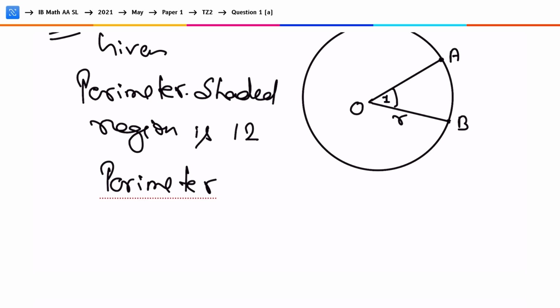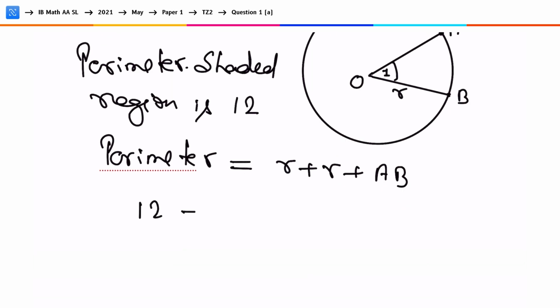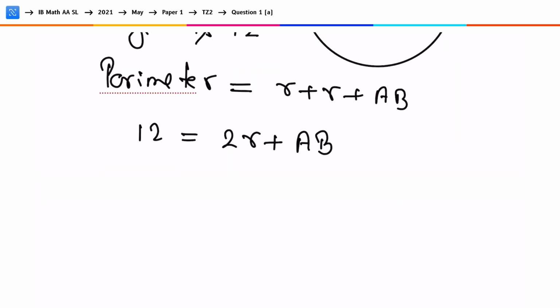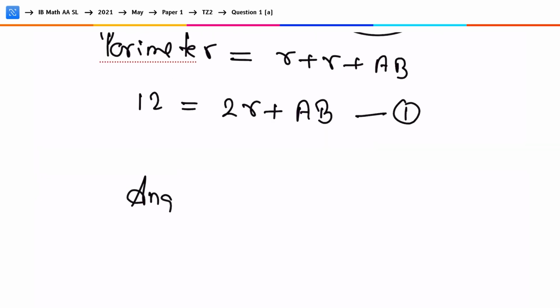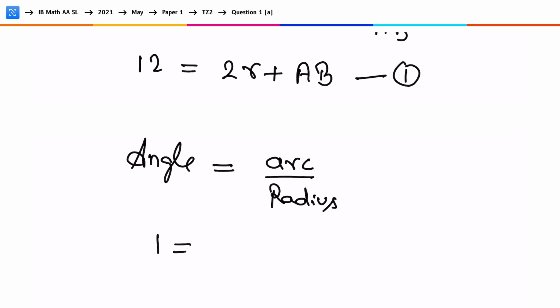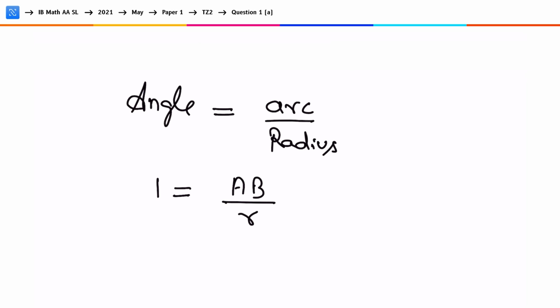The perimeter is equal to r plus r plus AB. Therefore, 12 equals 2r plus AB. This is our equation 1. We know the angle is equal to the arc divided by the radius. Given that the angle is 1, it is equal to the arc AB divided by the radius r. From this, we get that r equals AB.